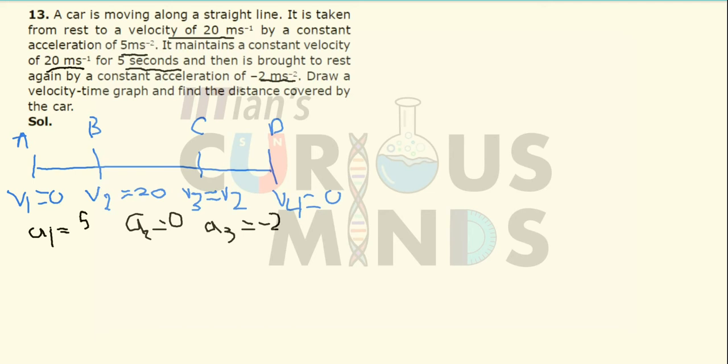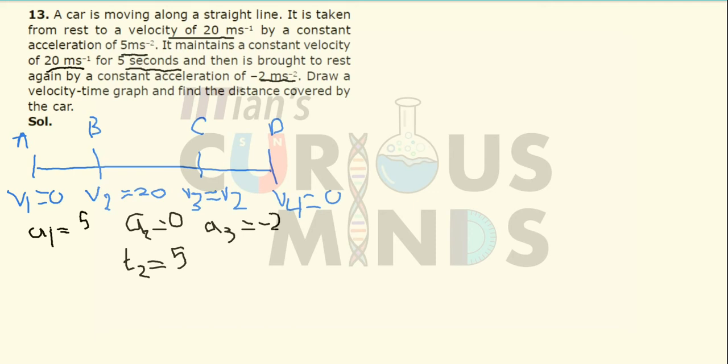We have to draw the velocity time graph and everything. Now the time period is unknown. B to C, the time period t2 is given as 5 seconds. So let us draw the velocity time graph. Before that we would require the time for all three of them.